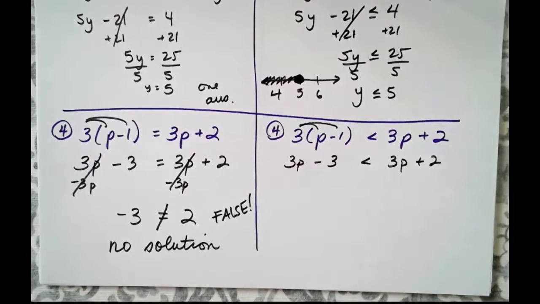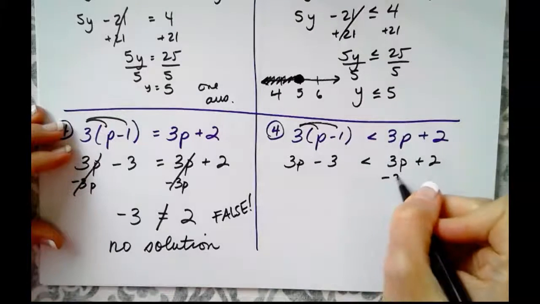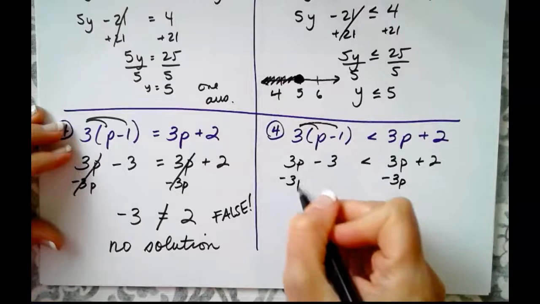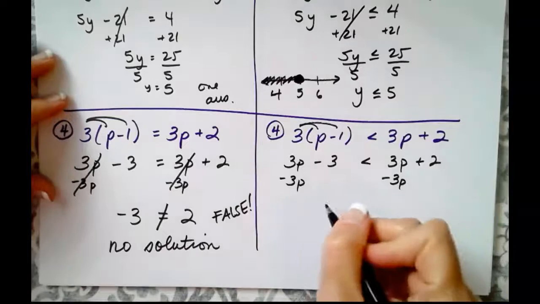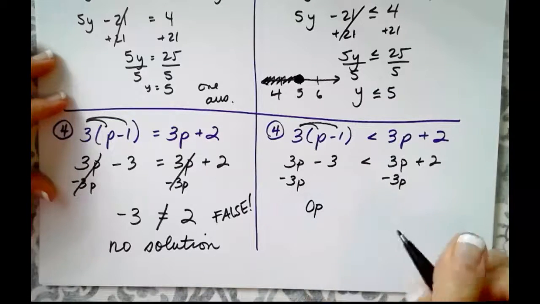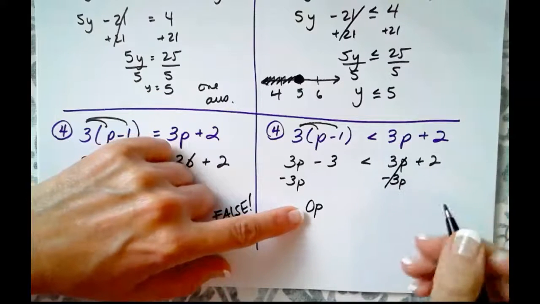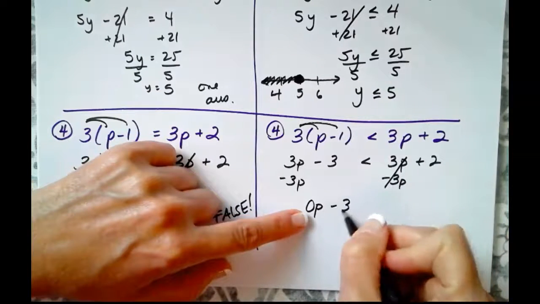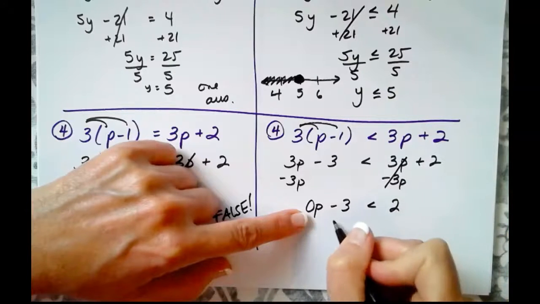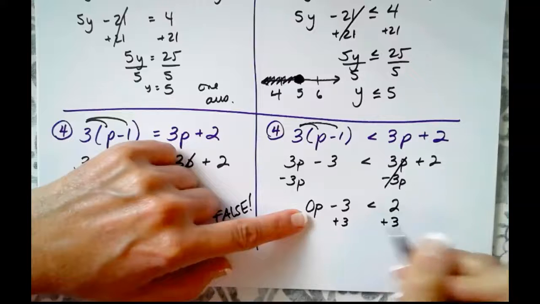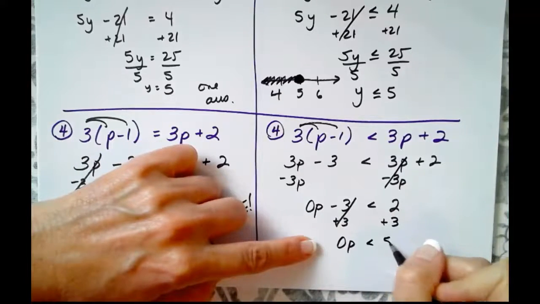Now, if we use our properties of equality here, or in this case, properties of inequality, if we subtract 3p from both sides, and this time I'm not just going to cancel and get rid of it. I want you to think about it. This is 0p. 3 minus 3 is 0. 0 times p. So 0p minus 3 is less than 2, and then we add 3, 0p is less than 5.